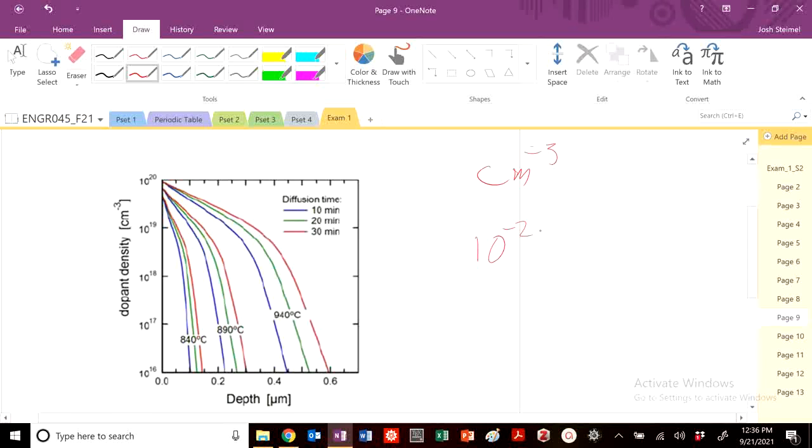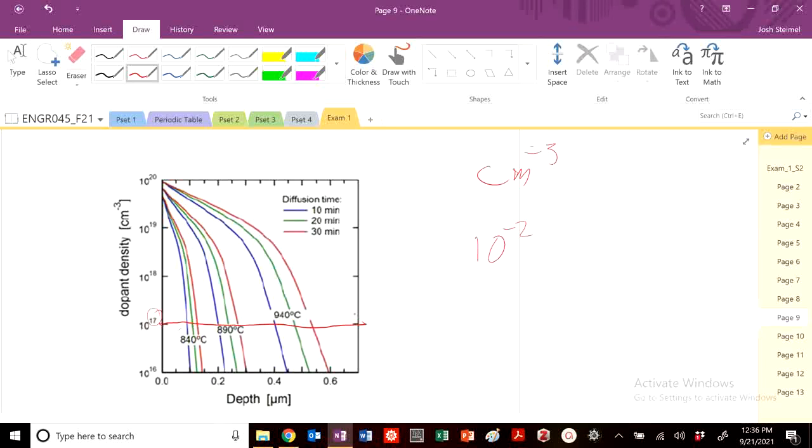So if I do that, this is 10 to the 17, so 10 to the minus 6, and that would give me that value there. So 1 inverse cubic centimeter would give me this value right here. So that should give me an inverse cubic centimeter.